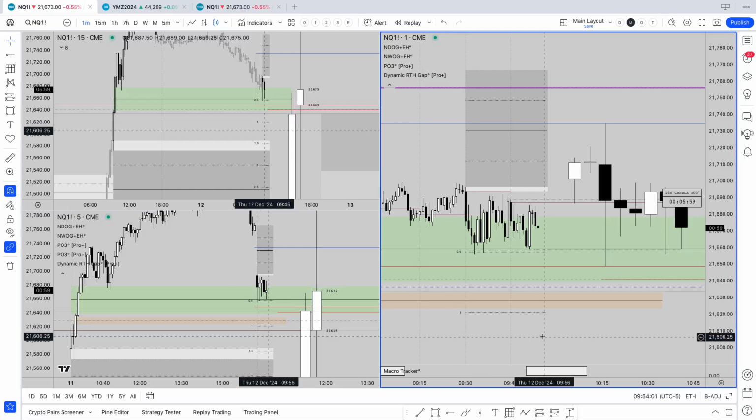Look, the first presentation. It's inside the macro. This is the first presentation on the 1 minute.